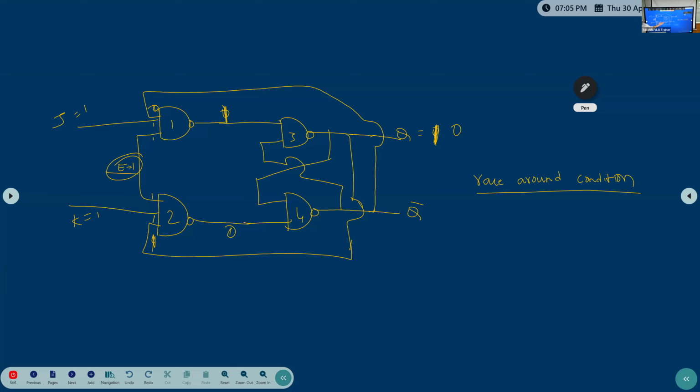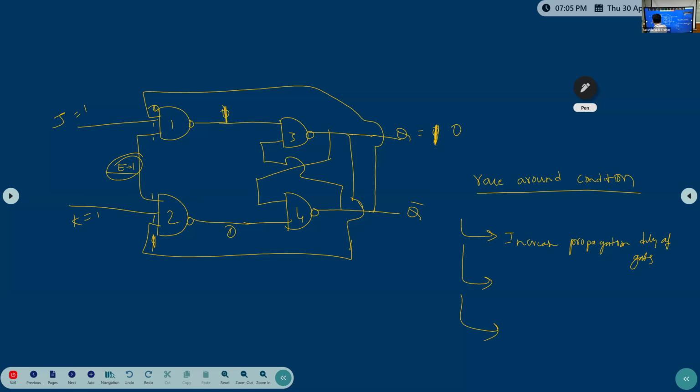Clear? Unnecessarily, one time it generates the output, it is enough, but it keeps on checking. This is the problem we will see in the latches. How to resolve this race around condition? To resolve it, we have three solutions. One is to increase the propagation delay of gates.